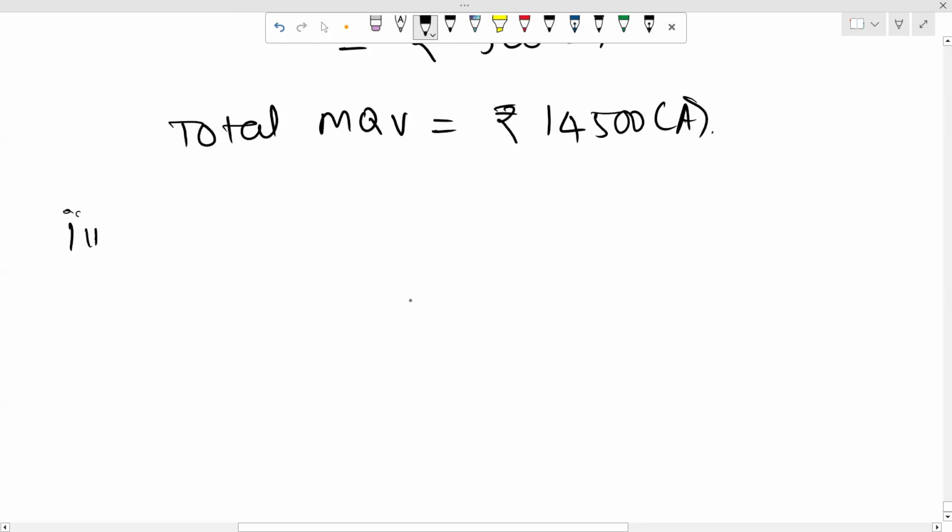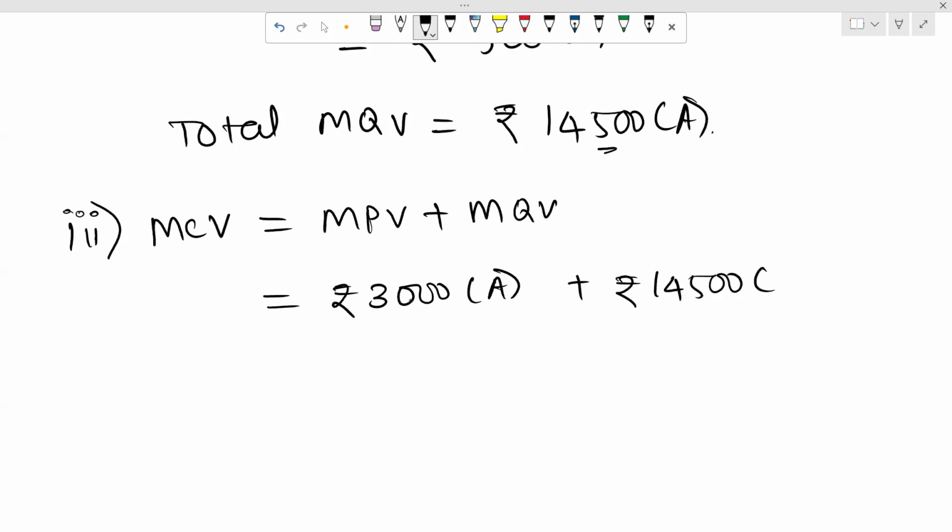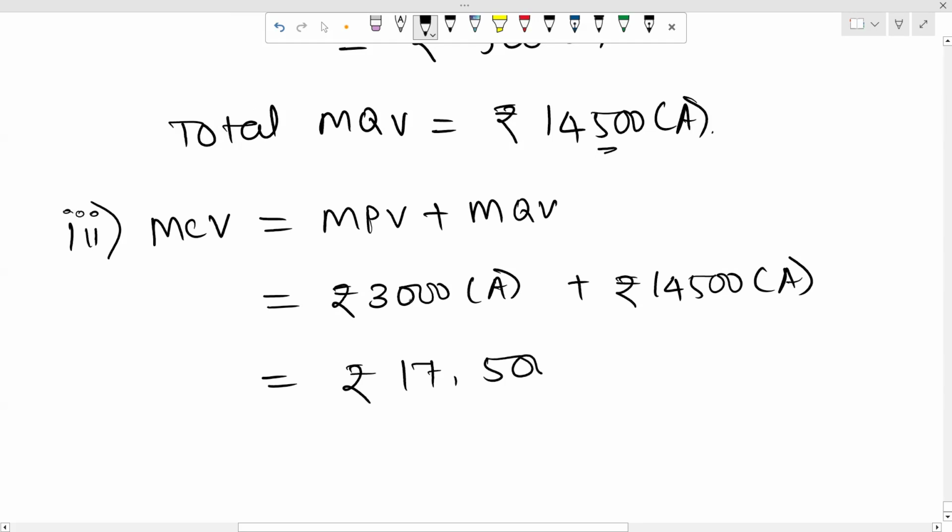So now let's do the third requirement of the question. Material cost variance is equal to material price variance plus material quantity variance. So material price variance we already calculated, which is rupees 3,000 adverse, plus material quantity variance is 14,500 adverse. So material cost variance will be rupees 17,500 adverse.